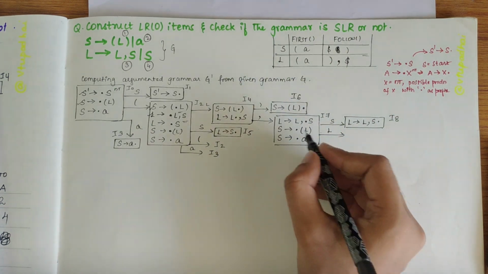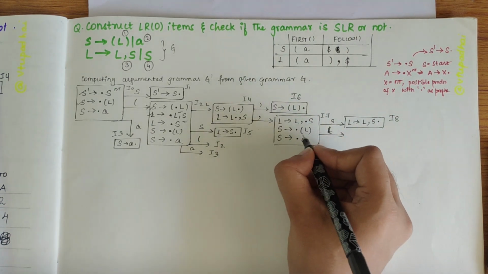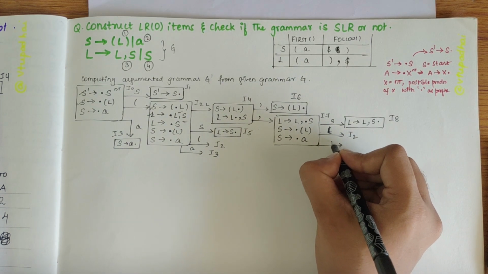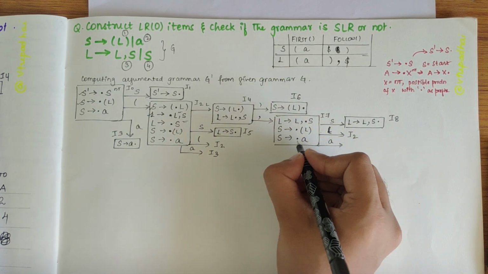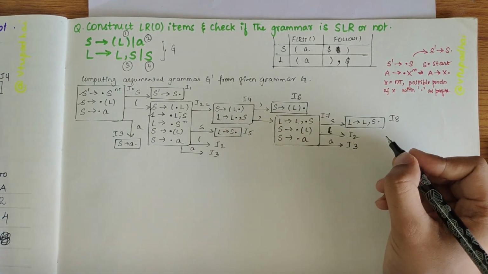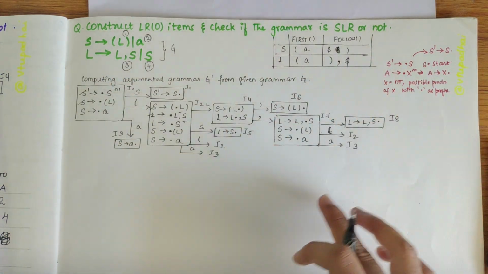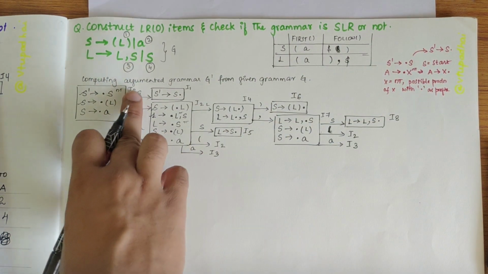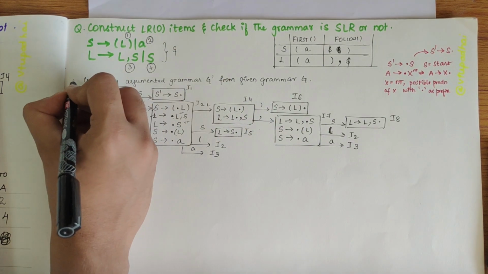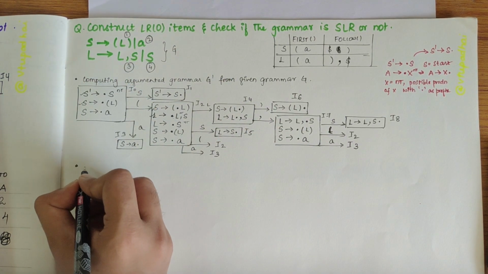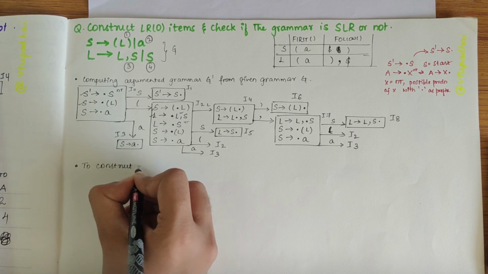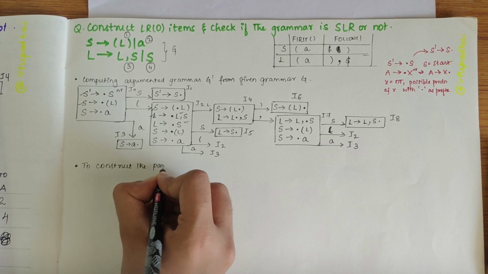Over open bracket, I would get open bracket dot L and close bracket, that is similar to I2. And over small a, I would get S derives A dot, which is I3. So here I have obtained all the LR0 items. I've computed the augmented grammar G dash from the given grammar. My next step would be to construct the parsing table.